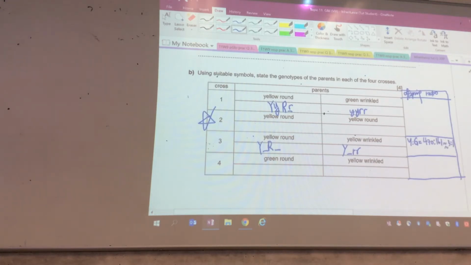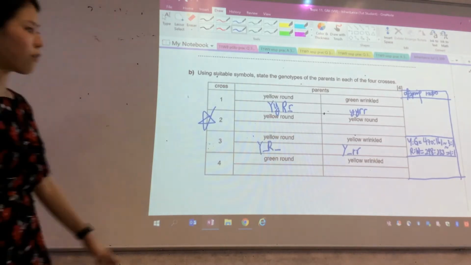Approximately 3:1. Then next one, you look at round is to wrinkle. The ratio is 1:1. It is about 298 to 333, which is approximately 1:1. So based on that, we talk about the first gene locus first, which is for color.